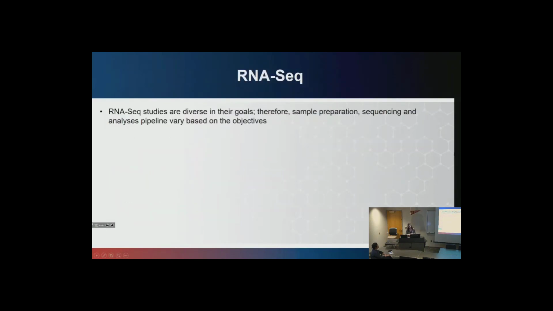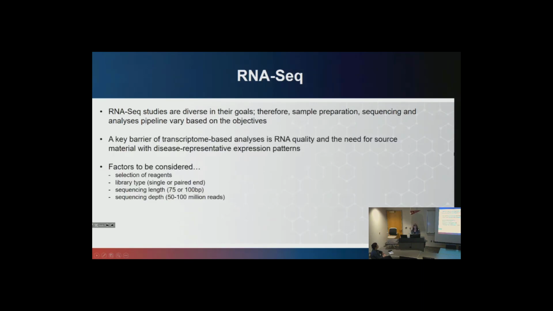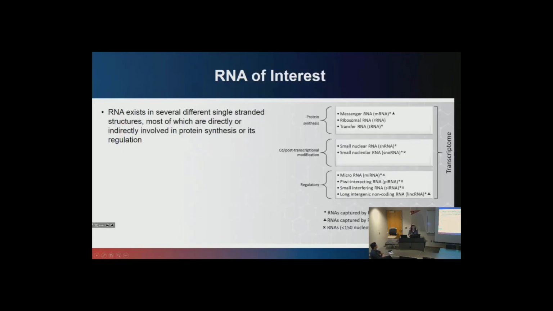So RNA-seq studies are diverse in their goals, therefore sample preparation, sequencing, and analysis pipelines vary based on those objectives. And we are not going to get into any technical details today. I would just like to highlight that the key barrier of transcriptome-based analysis in general is RNA quality and the need for source material with disease representative expression patterns. Also, there are several other factors to be considered that impact the results, such as selection of reagents. For example, it can impact the RNA to be sequenced.